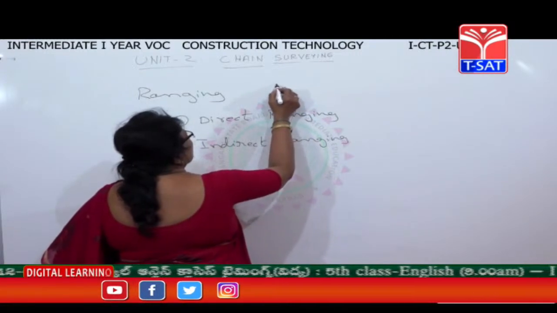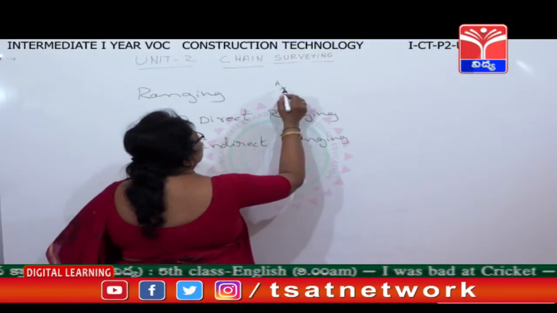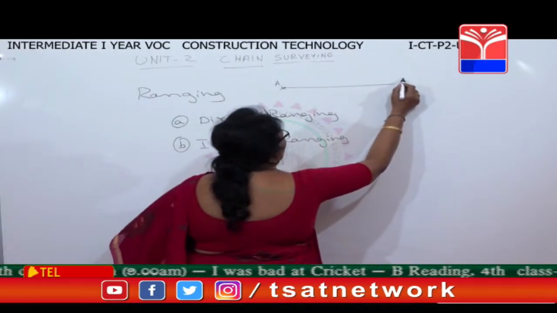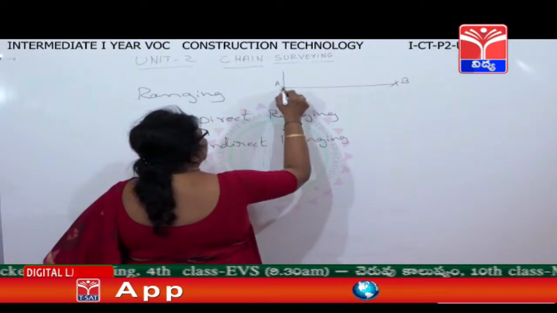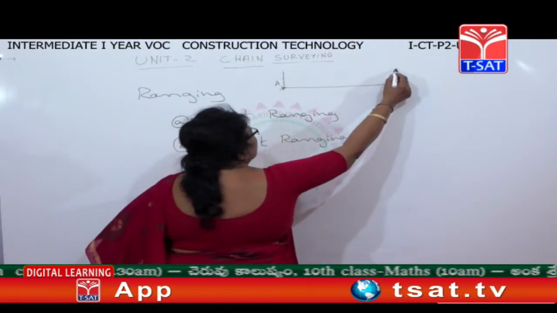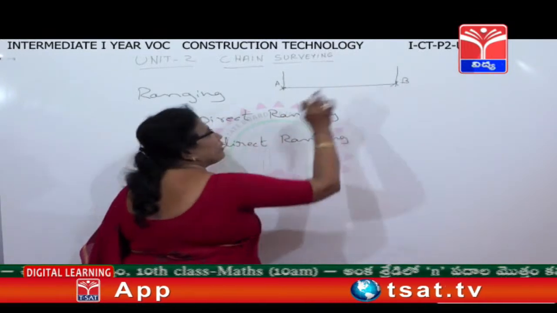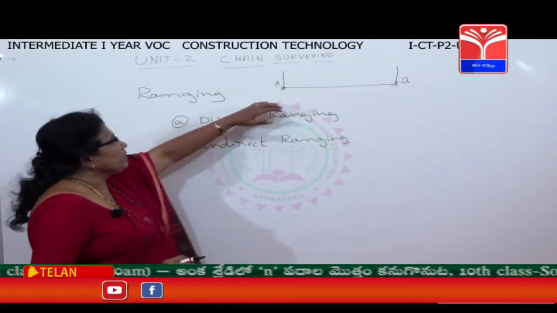Suppose this is the starting point or beginning point and this is the end point. You will fix one ranging rod here and here. This is the starting point and ending point.